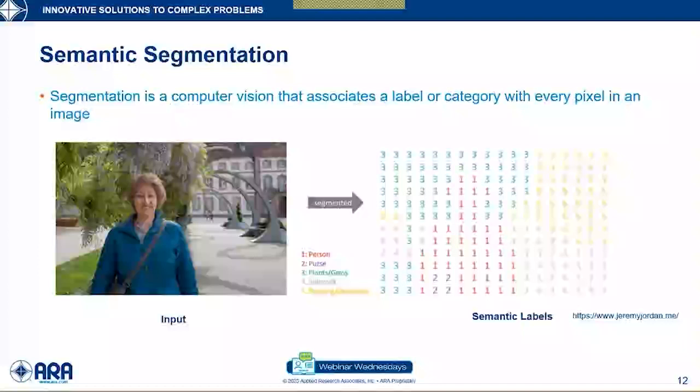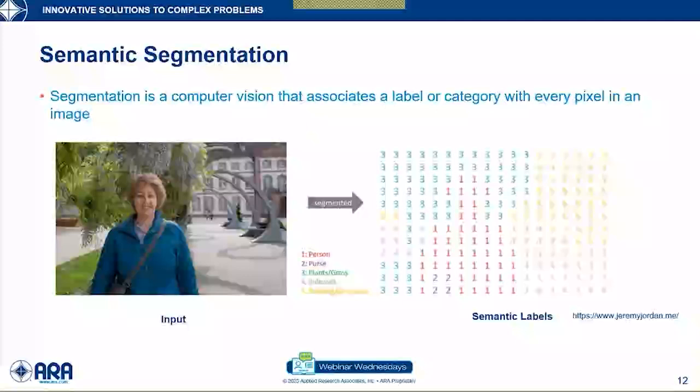So let me break down how the segmentation model provides the output. The segmentation model creates multiple channels corresponding to the number of classes, with each channel representing the probability of a pixel belonging to a particular class. So in this case, five channels will be made: the person, parks, plants, sidewalk, and buildings. And the probabilities in these channels reflect the model's confidence in assigning each pixel to a specific class. So a higher probability generally indicates that the pixel is more likely to belong to the corresponding class.